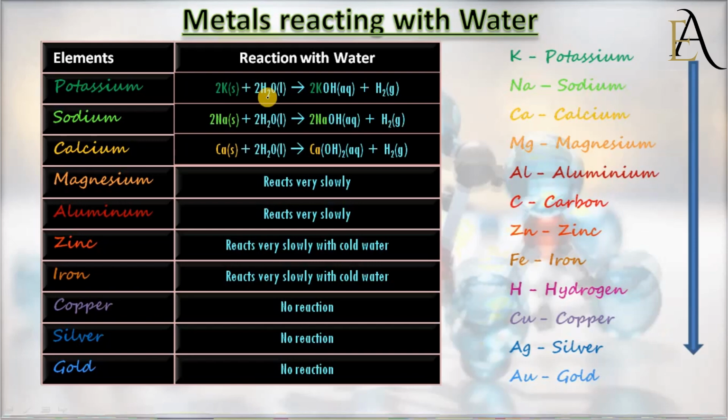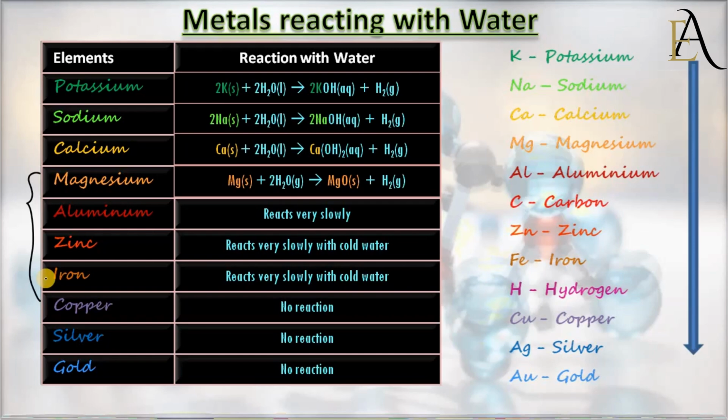Now, as we go on to magnesium, aluminium and the rest, that means all the metals below calcium, they do not react with cold water, or they react very slowly with cold water, but they react with steam to form metal oxides.